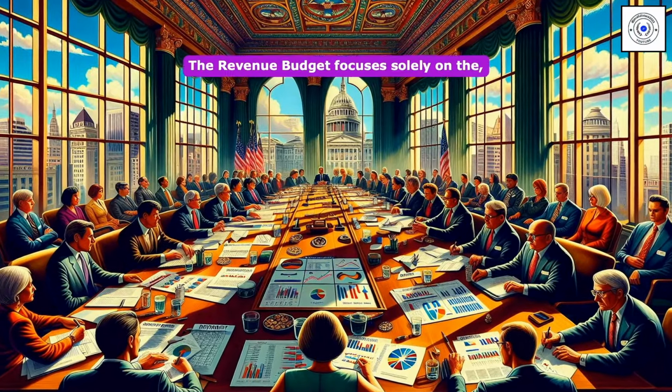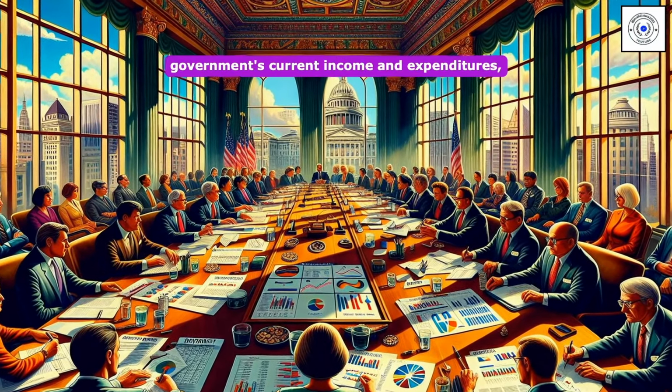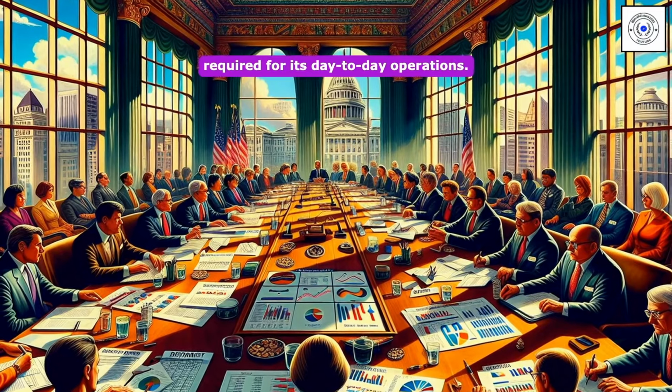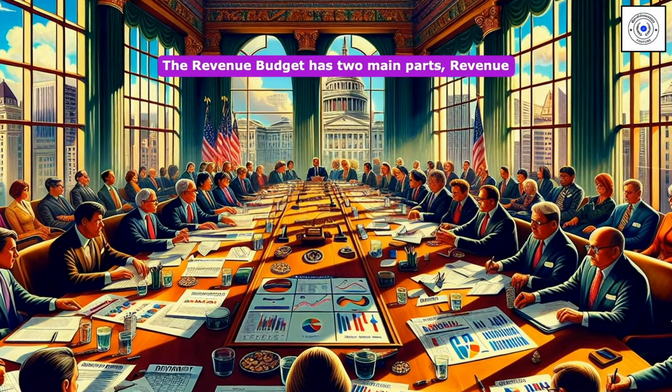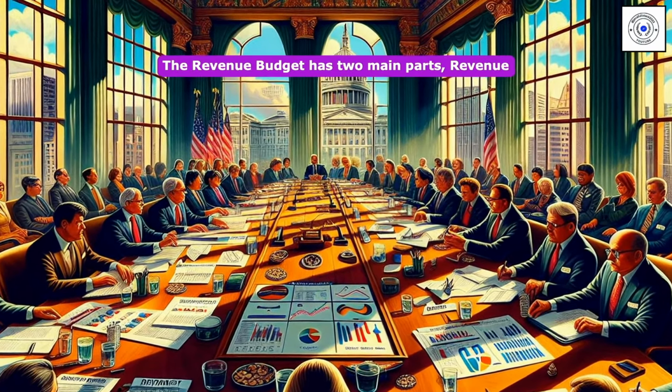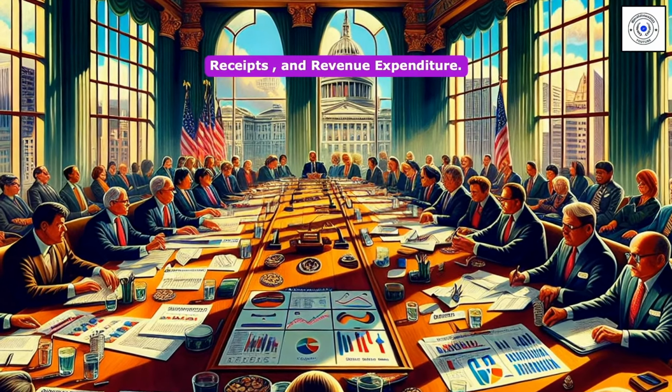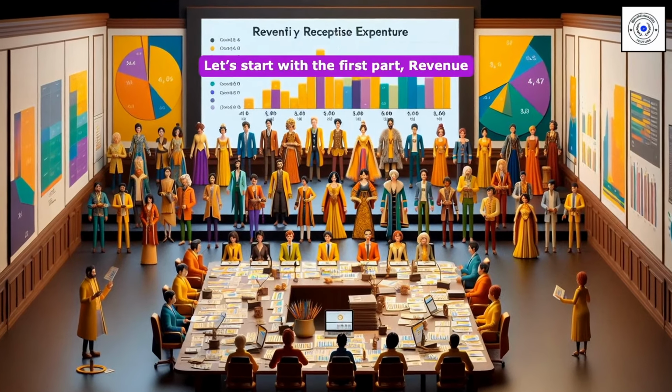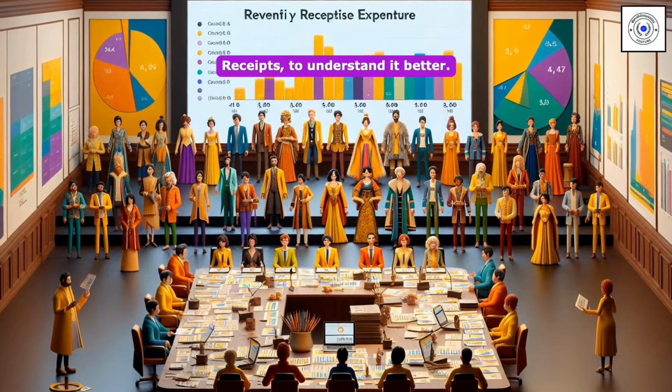The revenue budget focuses solely on the government's current income and expenditures required for its day-to-day operations. The revenue budget has two main parts, revenue receipts and revenue expenditure. Let's start with the first part, revenue receipts, to understand it better.